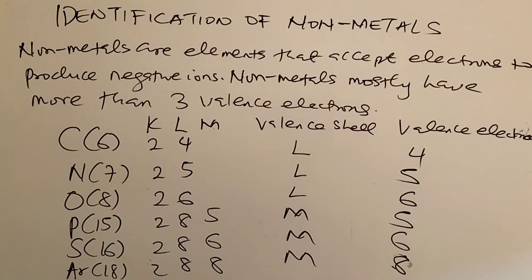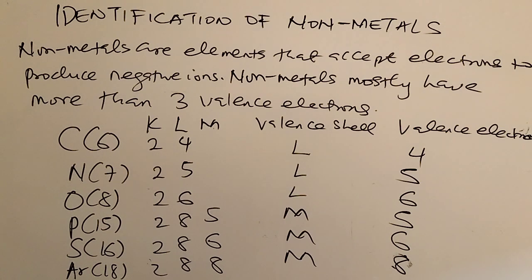So on the whiteboard, we have identification of nonmetals. So what are nonmetals? Nonmetals are elements that accept electrons to produce negative ions. That's why in chemistry, nonmetals are called electron acceptors or electronegative elements. So continuing, nonmetals mostly have more than 3 valence electrons. As we said before, metals are defined by having not more than 3 valence or atomos electrons, while nonmetals have more than 3 valence electrons. So let's look at specific examples.